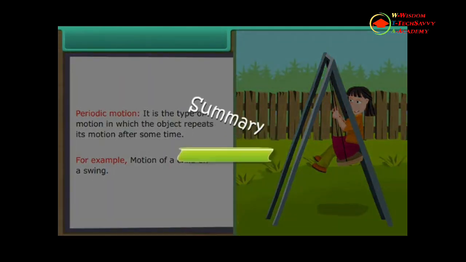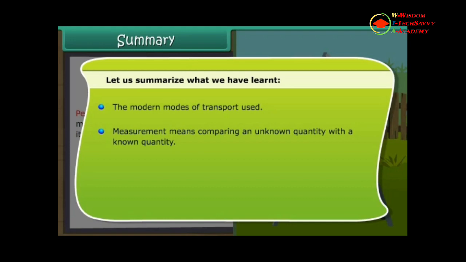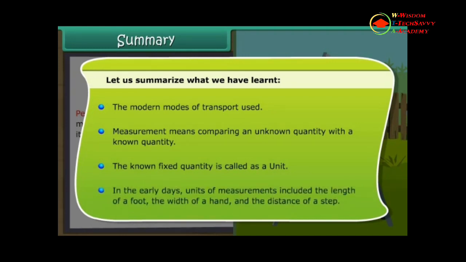Summary. Let us summarize what we have learnt. The modern modes of transport used. Measurement means comparing an unknown quantity with a known quantity. The known fixed quantity is called a unit. In the early days, units of measurement included the length of a foot, the width of a hand, and the distance of a step.